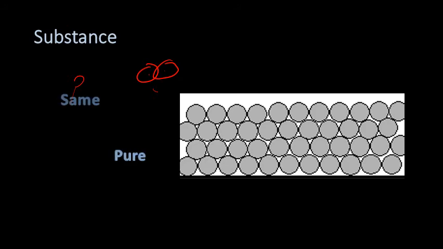This is made up of all of the same atoms, so it's a substance. This is chlorine gas. It's pure. It's made up of the same thing all the way through it. Its chemical formula is Cl2. Two chlorine atoms fused together. It's the same stuff.